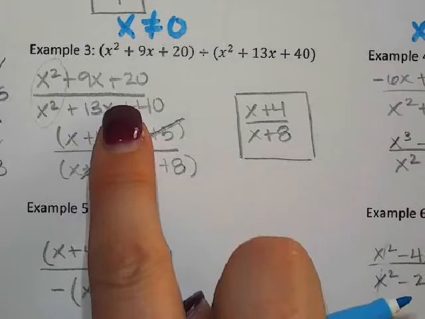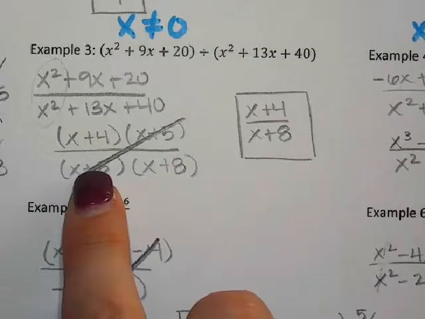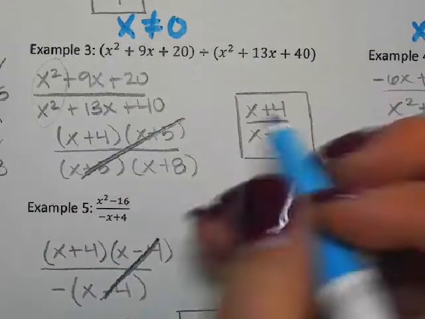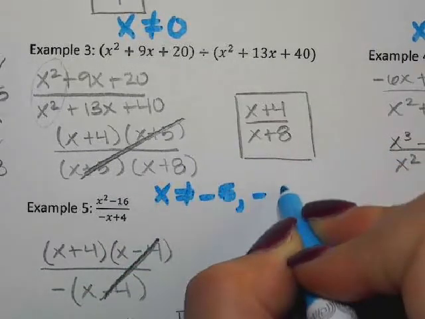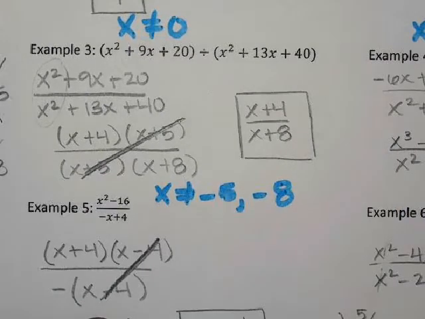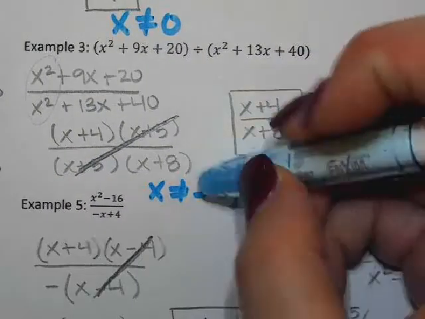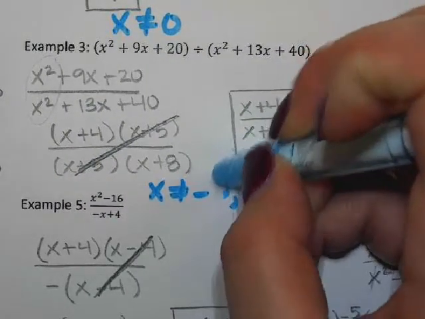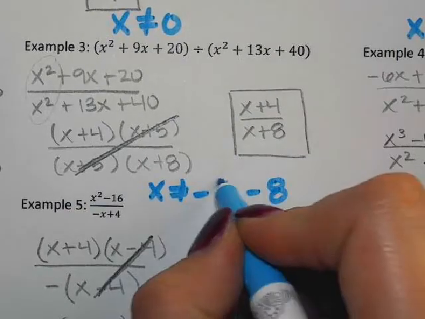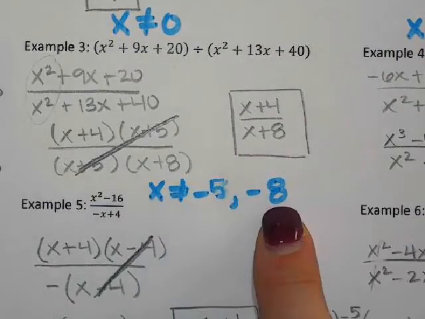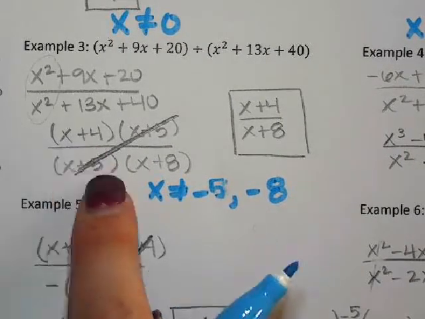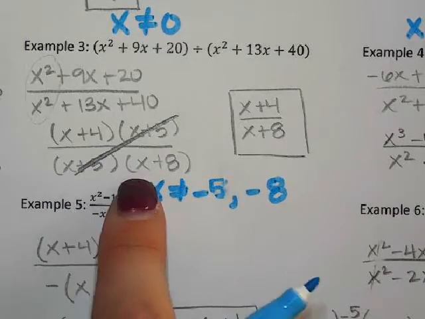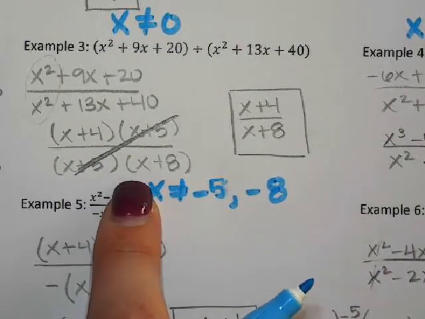If I look at this problem, in the denominator I have an x plus 5 and an x plus 8. So x cannot equal negative 5, x cannot equal negative 8. You can't have negative 5 because it would make that first parenthesis 0 out. You can't have negative 8 because it would make the second parenthesis 0 out. Notice I'm not looking at the parentheses on the top, I'm looking at the parentheses on the bottom. I just don't want the bottom to equal 0.